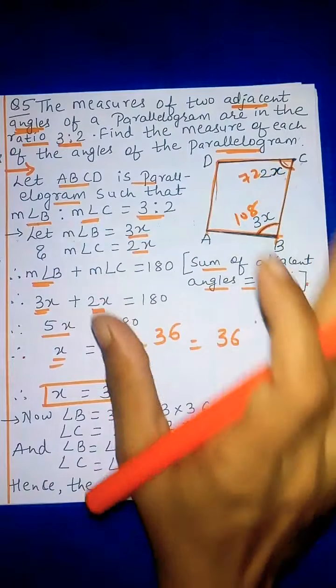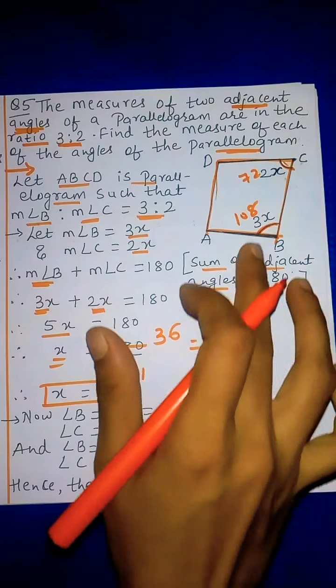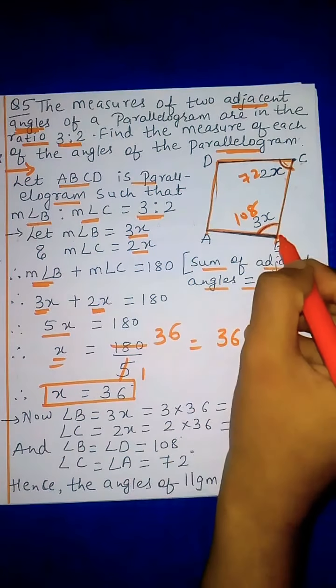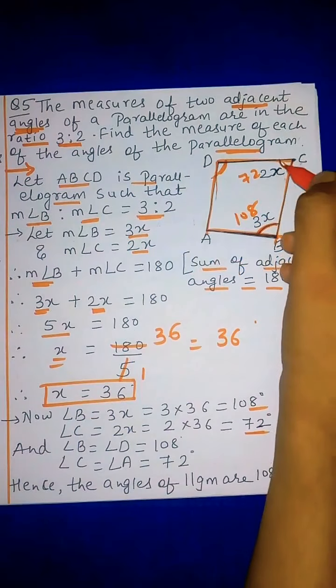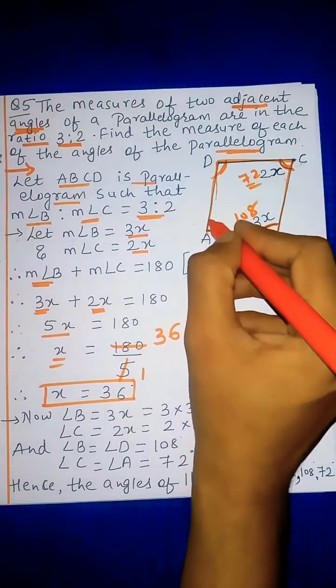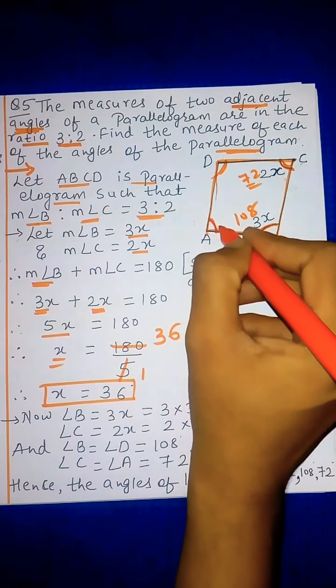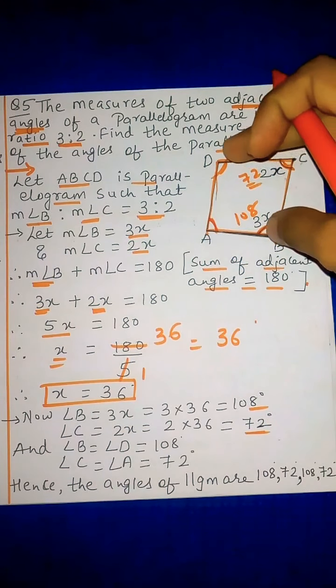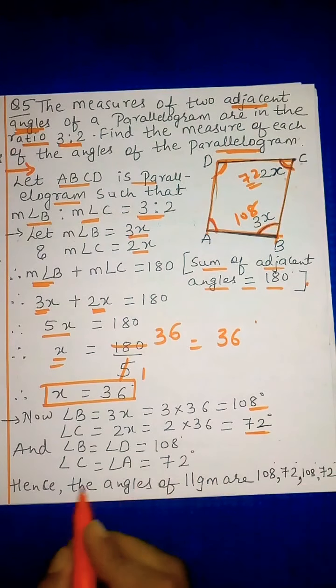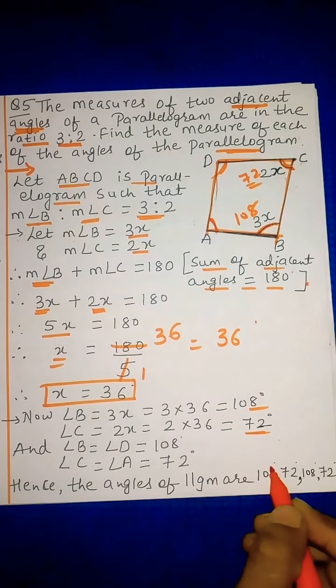Now this figure is a parallelogram. So we know that opposite angles are equal. So measure angle B is 108, so this also will be 108. Measure angle C is 72, so measure angle A means this angle will also be 72 degree. So these both will be 72 and these both will be 108 degree. Hence all the angles we have got.